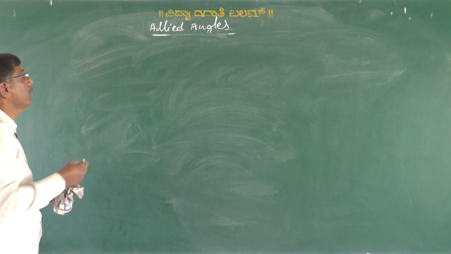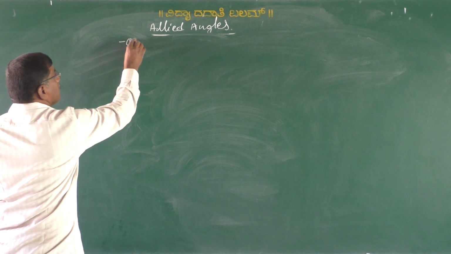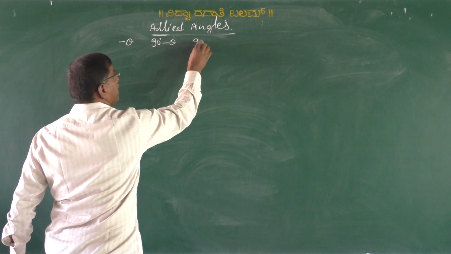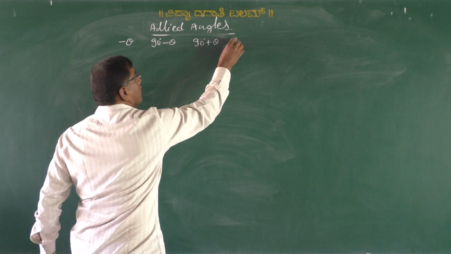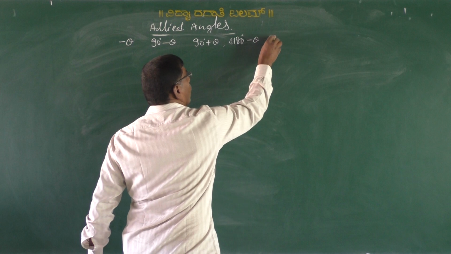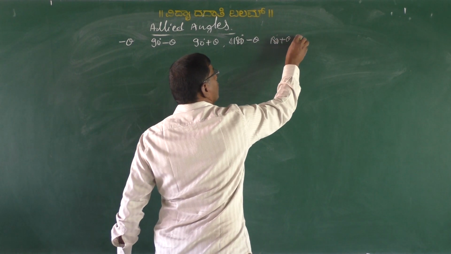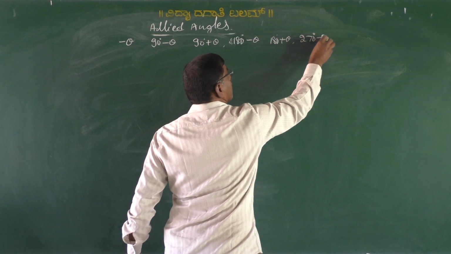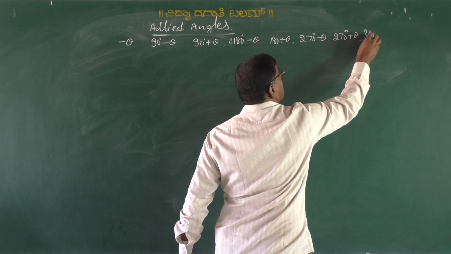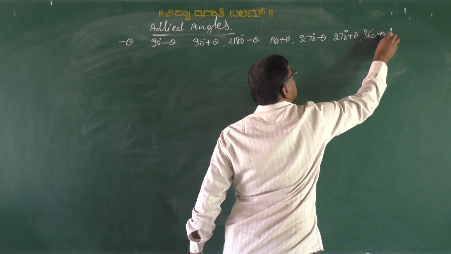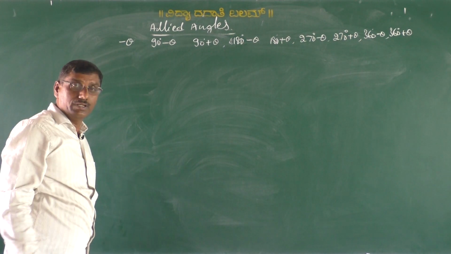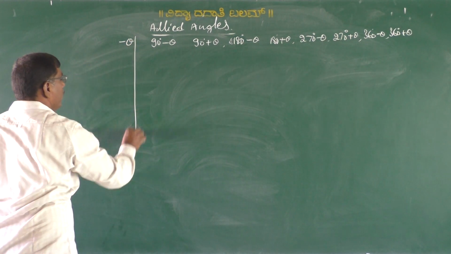The first one is minus theta, next is 90 minus theta, then 90 plus theta, 180 minus theta, 180 plus theta, 270 minus theta, 270 plus theta, 360 minus theta and 360 plus theta. These are the angles. Yes. Now, one by one, my dear students.